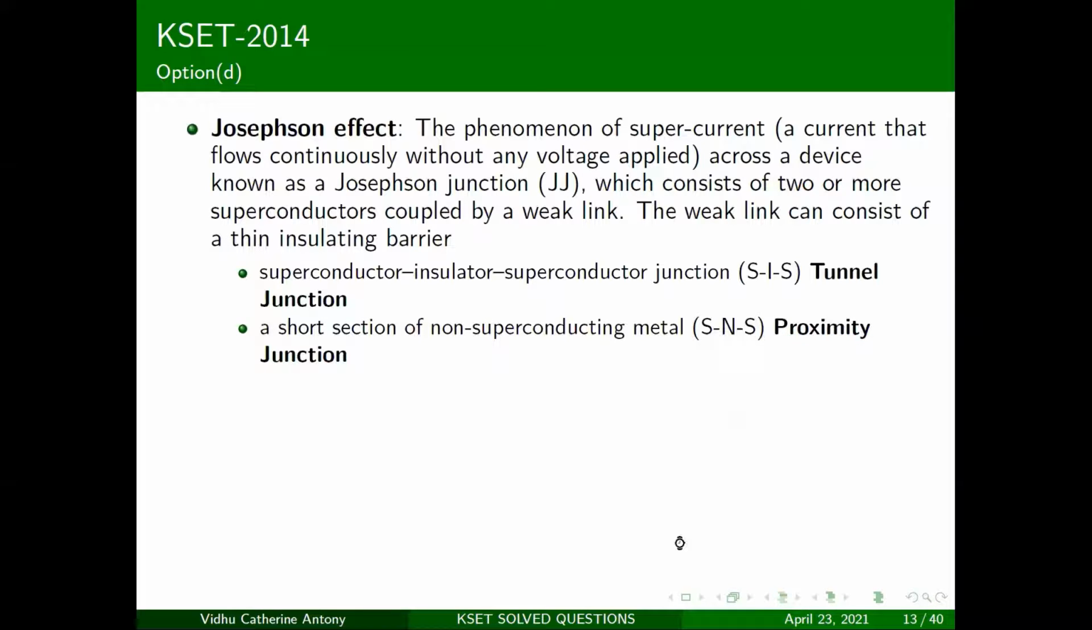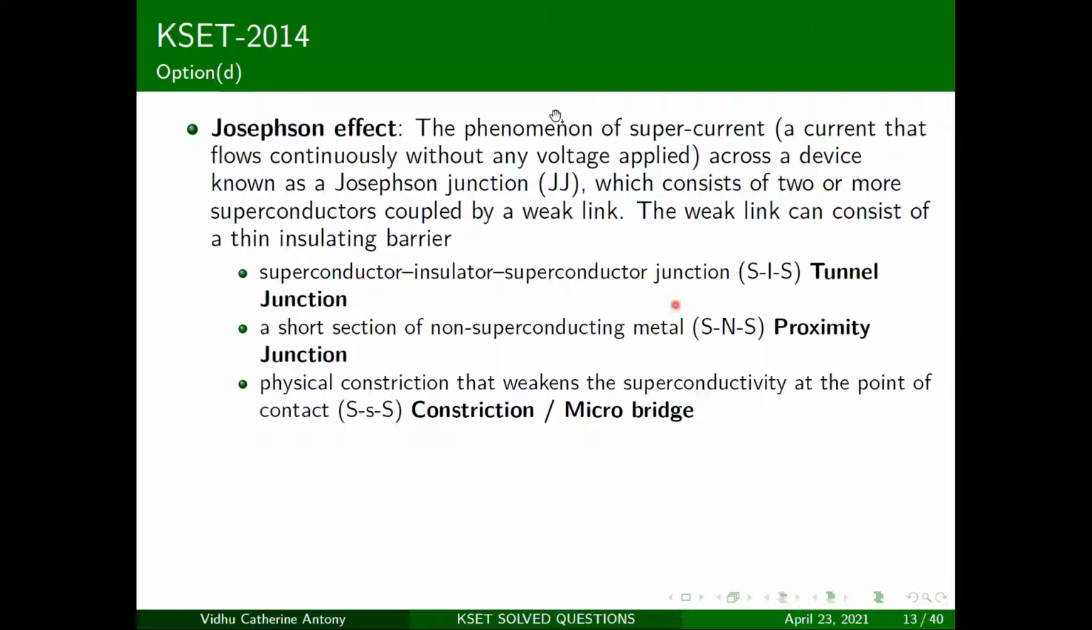Another thing that you have is a physical constriction, where you basically have a narrowing of the superconductor parts, constricted like this, between superconductor 1 and superconductor 2. Or you have a micro bridge, or another case where you just have a point contact, like this is the first superconductor and then it attaches like that. That kind of thing is called a point contact.